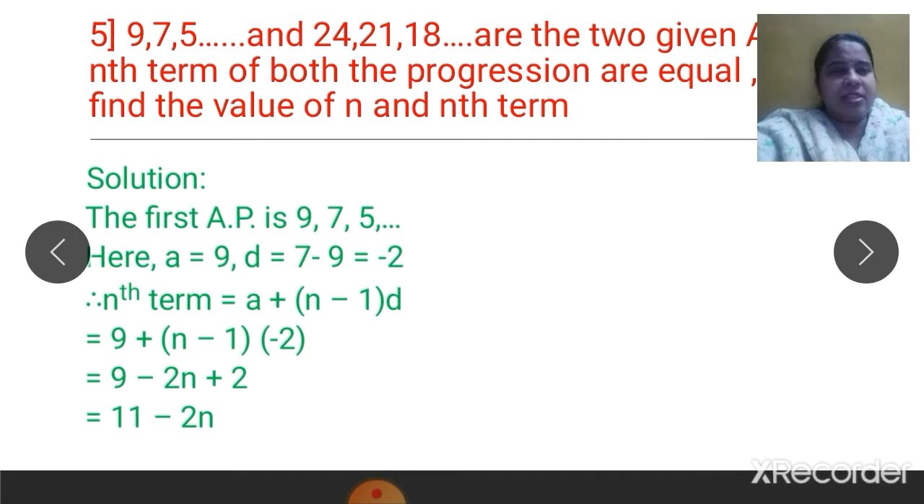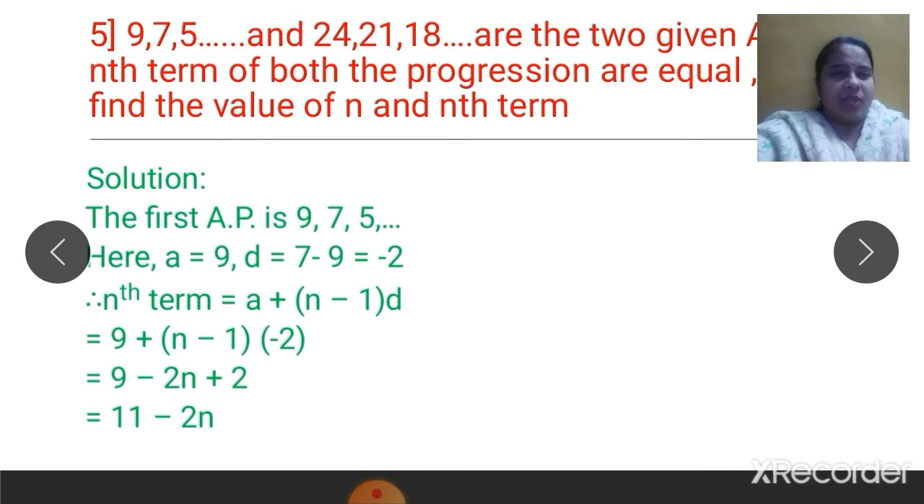Then substitute the values. a is how much? 9 plus, n we don't know, so we'll write n minus 1. Do we know the value of d? Yes. How much is it? Minus 2. Now what? Let us open the bracket. Minus 2 into n is what? Minus 2n. Minus into minus is plus. So 2 into 1 is 2.